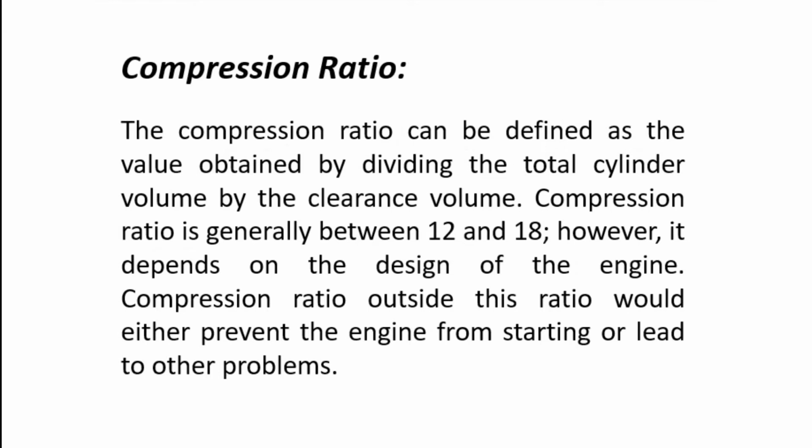Compression ratio is defined as the value obtained by dividing the total cylinder volume by the clearance volume. This compression ratio is generally between 12 and 18, and it depends upon the design of the engine. If the compression ratio is outside this range, then it will prevent the engine from starting, or it will lead to other problems.